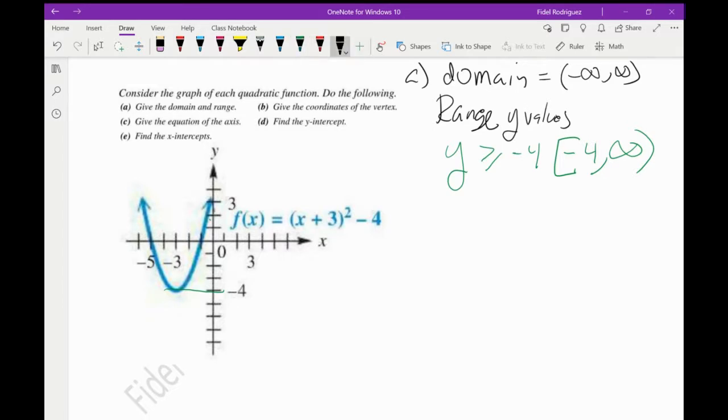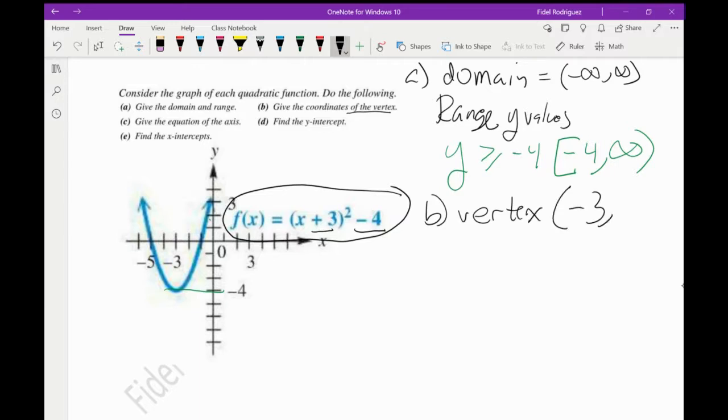Now part B says, give the coordinates of the vertex. So guys, look, here's the equation, right? Here's the equation. So remember, my vertex, this sign is going to change. That one will stay the same. So my vertex is going to be the point -3 and -4.